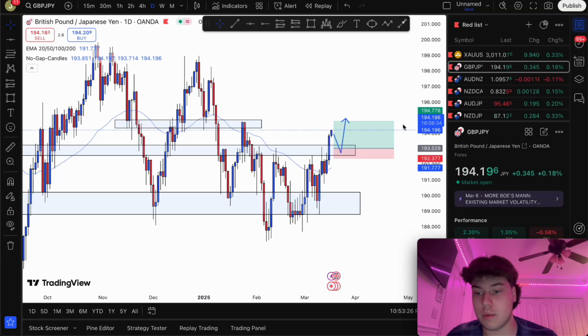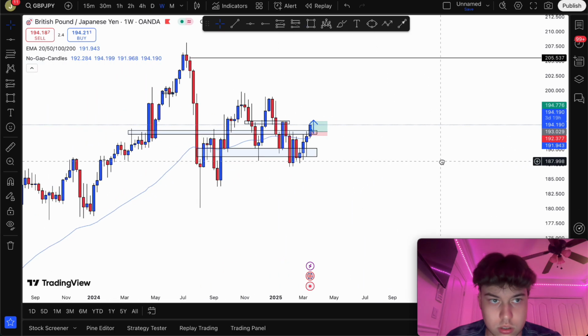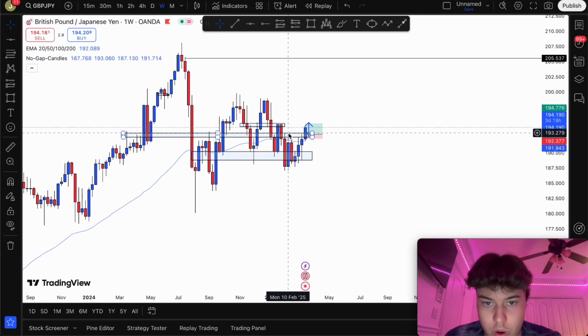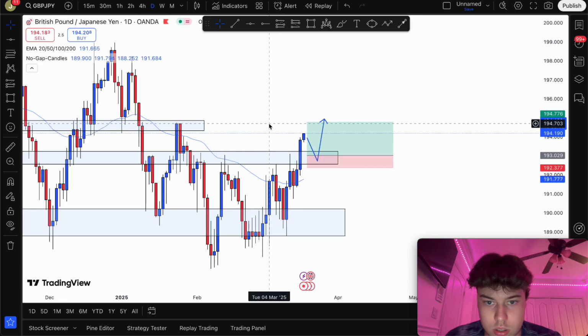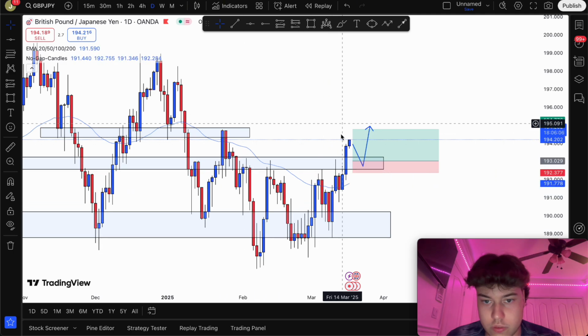All right, let's go over my top pairs I'll be trading this week. First pair, we have GBPJPY. On the weekly time frame, we are bearish. This is our lower high and this is our lower low. On the daily time frame, we have shifted bullish.